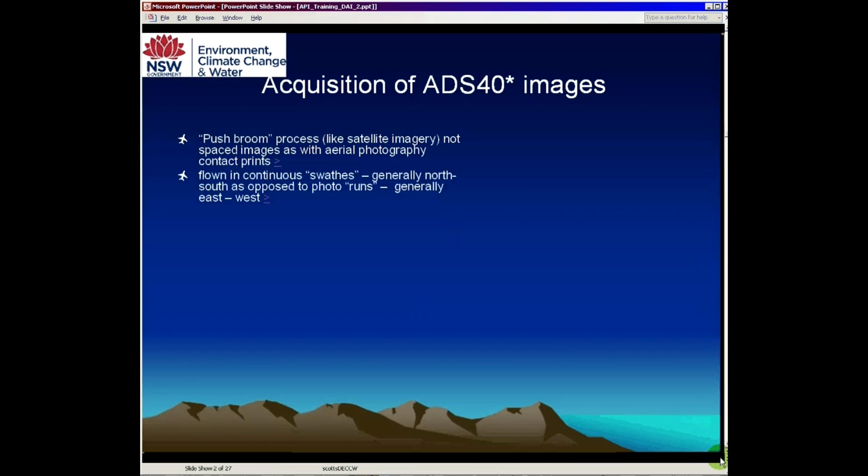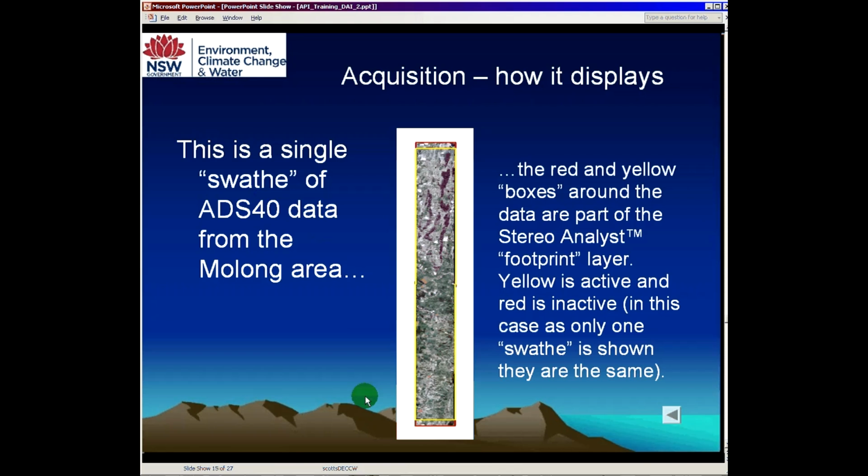The swathes are flown generally north-south as opposed to photo runs, which generally used to be flown east-west. We use the term swathe because it's like a broom sweeping across the landscape, picking up line by line. Each line can be from 10 to 80 centimetres of forward motion of the aircraft. To fly the 10 centimetre imagery, the plane has to fly lower and slower, and the 80 centimetre imagery can be higher and faster.